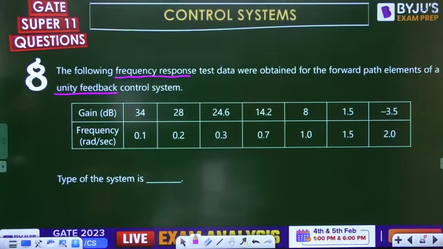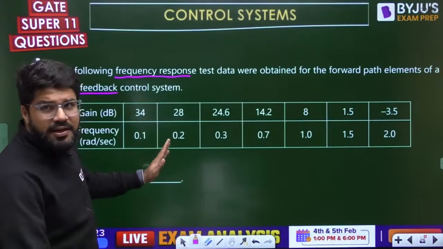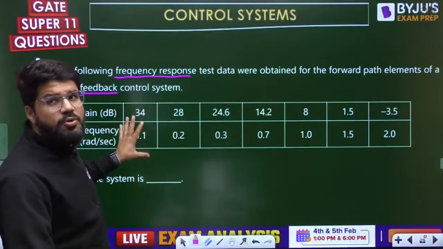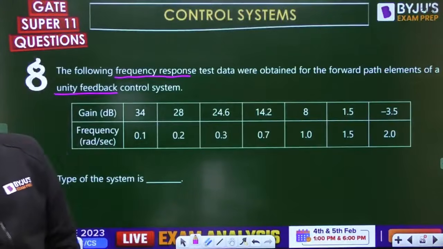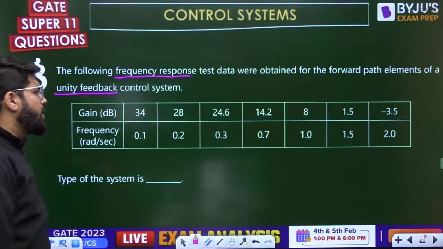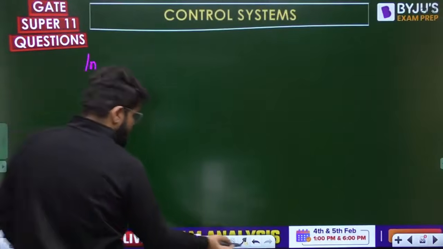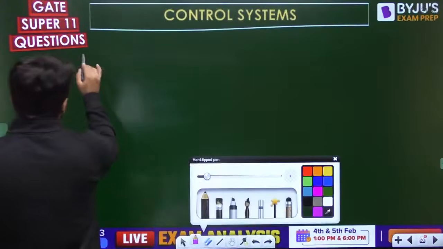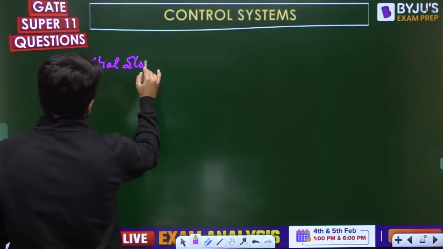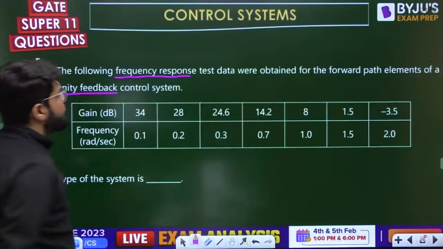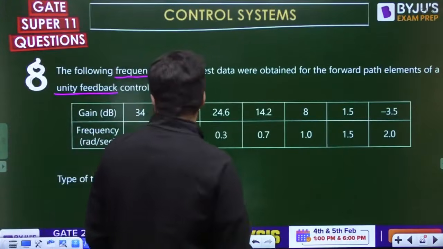So the only thing that you can use here is the information about the initial slope if I plot this data on the Bode plot. If I plot this frequency data on the Bode plot, what is the initial slope? What is going to be my initial slope? Let's have a look into the change in the magnitudes initially.